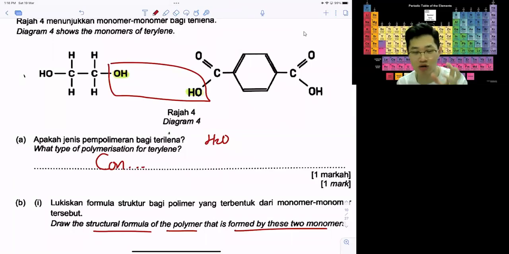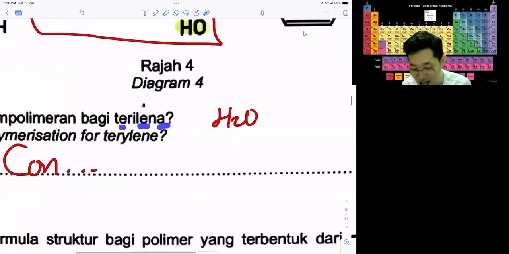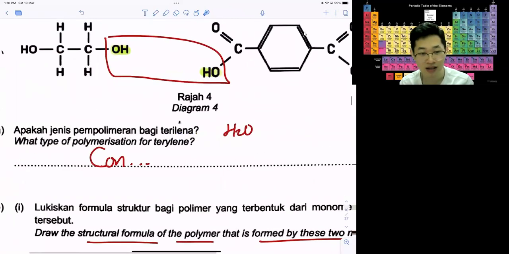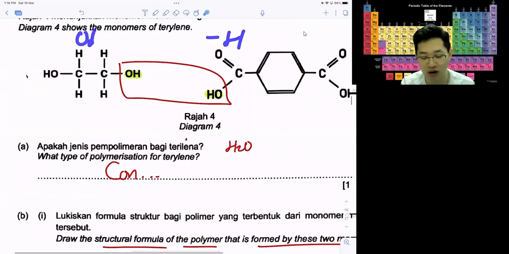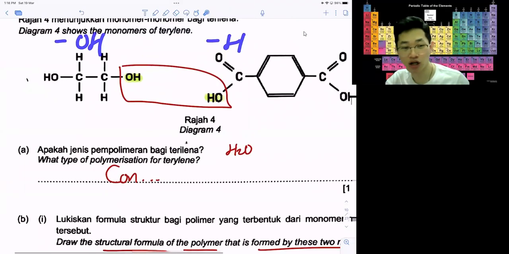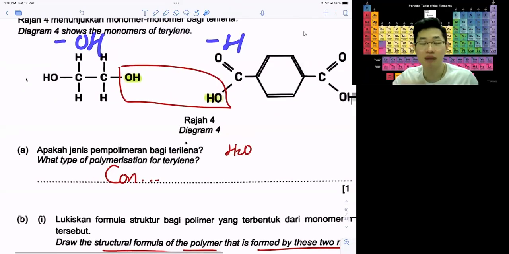Remember, Terylene is also known as polyester. It's like when you buy your clothes, it says it's made of how many percent polyester. You see the E, ester, polyester. Polyester is like a normal ester made of alcohol and carboxylic acid. When we do esterification, from the acid we take out H, right? From the alcohol we take out OH. That was my shortcut. Last time I told you already, right? That is my shortcut, easier to do.